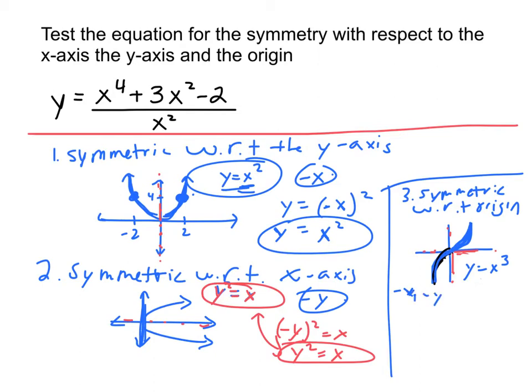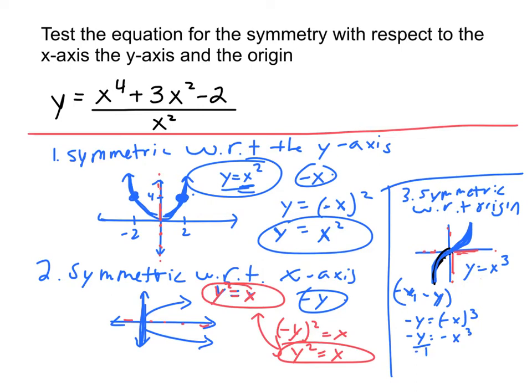Negative x and negative y. So let's do that. If I were to plug in negative x and negative y, I would have negative y equals negative x to the third power. Something to the third power is still negative, because the negative doesn't get canceled out when you put it up to an odd power. So this would be negative y equals negative x to the third power.